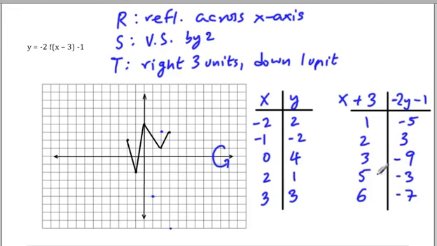So negative 9. 5, negative 3. So 1, 2, 3, 4, 5. 1, 2, 3. Okay, and finally 6, negative 7. So 6, 3, 4, 5, 6, negative 7. Right there. Okay, so let me just connect these dots and see what that looks like. So we have this, it goes from there to there. This one goes from there to there.